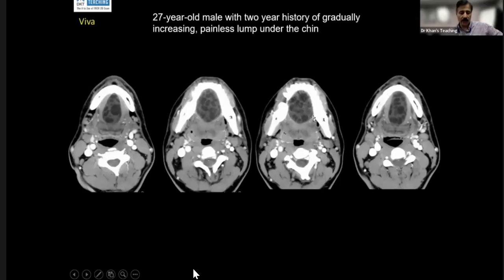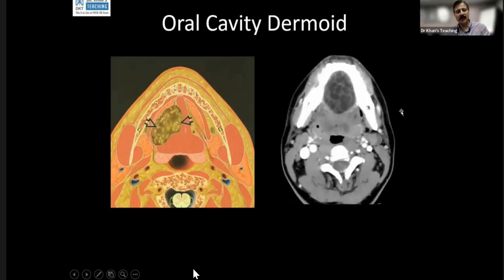Number two hint: if you see the Hounsfield unit, what do you think is the Hounsfield unit of this? It can be fat. Okay, so what is your diagnosis? It can be epidermoid. Epidermoids do not contain fat. Sorry, it is dermoid which will contain fat, right? Yes, dermoid. So please remember that dermoids can be within the tongue. Dermoids can be in the sublingual space also, outside the tongue. Both dermoids as well as epidermoids.